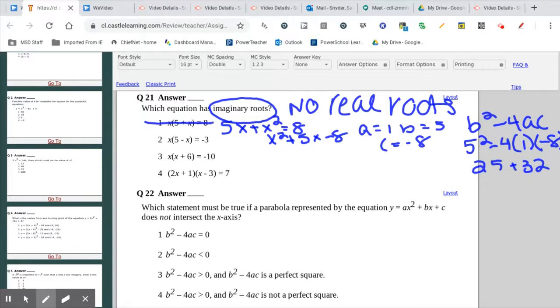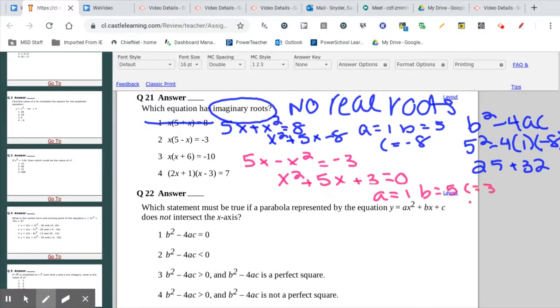The second one, again, we do the same exact process. I'll change the color for you. We have 5x minus x squared equals negative 3. Add 3 to both sides. We'll get x squared plus 5x plus 3 equals 0, which means a is 1, b is 5, c is 3.